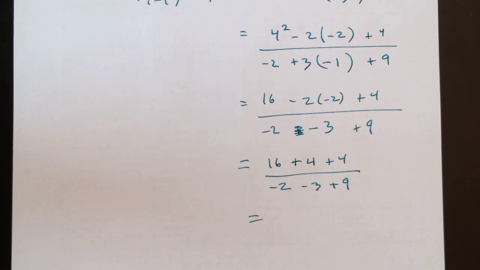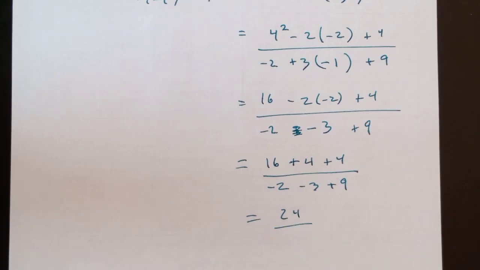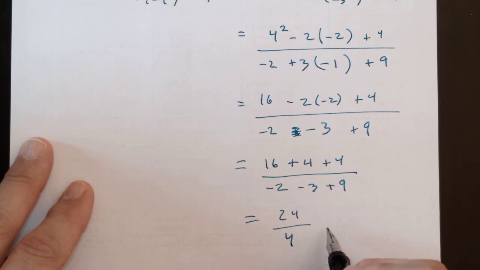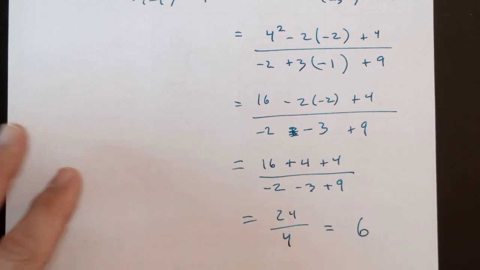Okay. I'm adding and subtracting, so I work from left to right. 16 and 4. And another 4. Negative 2. Minus 3. Negative 5. Plus 9. Negative 5 plus 9 is the same as 9 minus 5, which gives me a 4. 24 over 4. Yay.